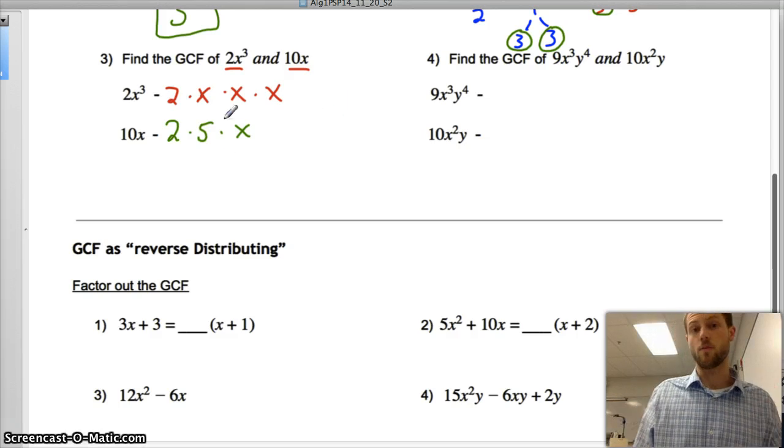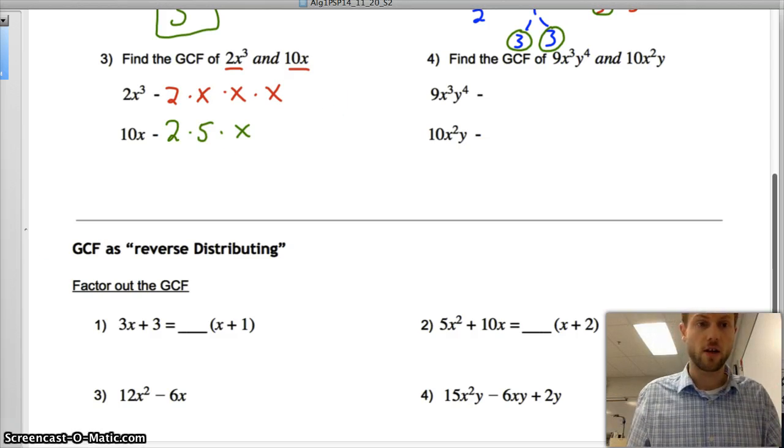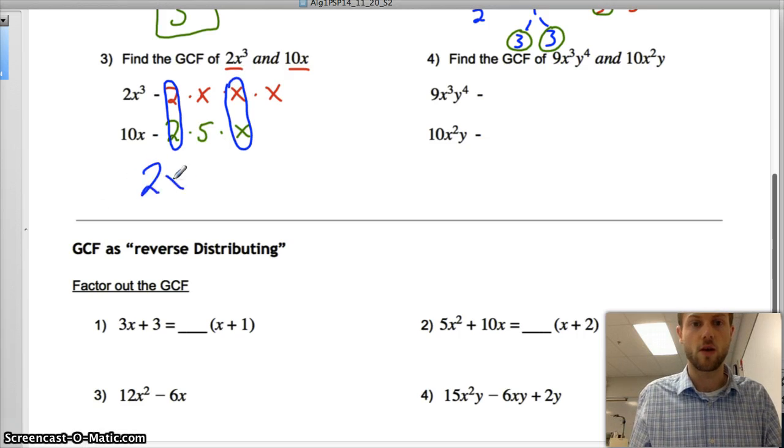Okay, so when I look at my listed factors, it looks like in common I have the 2, and I have a pair of x's. So that means that my GCF is going to be 2x. That is common between both of these, and it's the greatest common factor between both the 2x cubed and the 10x.